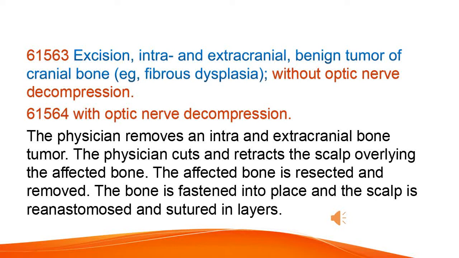Excision, intra and extracranial, benign tumor of cranial bone, e.g., fibrous dysplasia, without optic nerve decompression. With optic nerve decompression, the physician removes an intra and extracranial bone tumor. The physician cuts and retracts the scalp overlying the affected bone. The affected bone is resected and removed. The bone is fastened into place and the scalp is reanastomosed and sutured in layers.